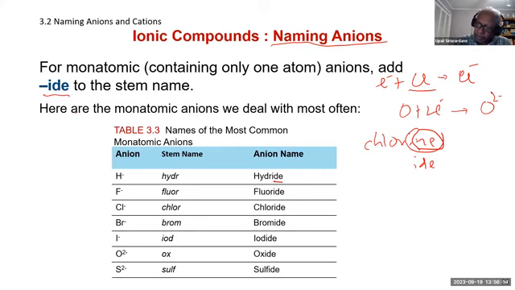Therefore, naming cations and anions is explained here. Cations of metals are the metal's name plus "ion." Anions like chloride are named by taking the element name and adding the ending "ide."